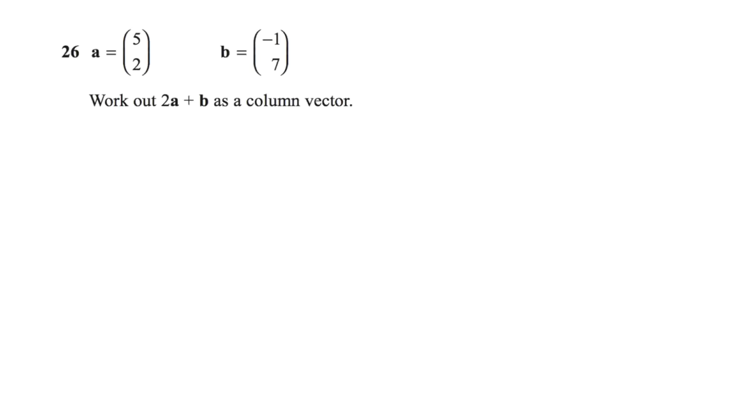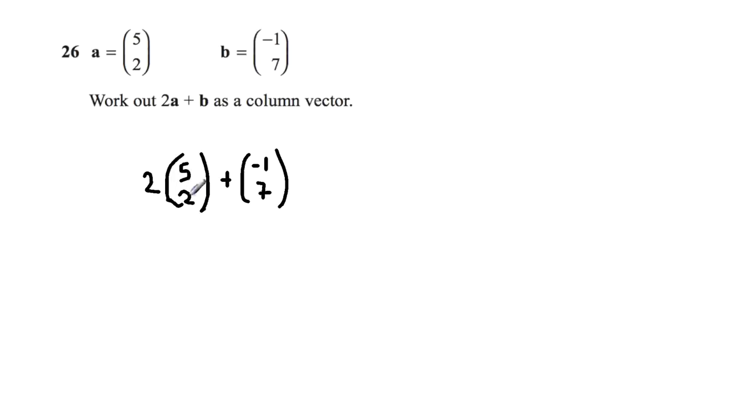Question 26. A equals 5, 2. B equals negative 1, 7. Work out 2a plus b as a column vector. So what I'm going to be doing now is substituting a into this expression. So we have 2 open bracket 5, 2 close bracket, plus minus 1 and 7.